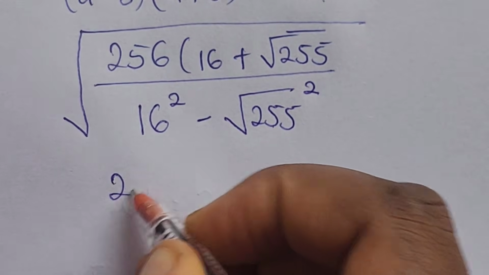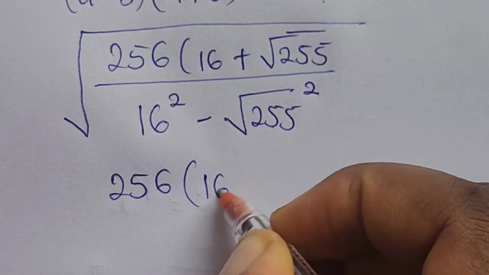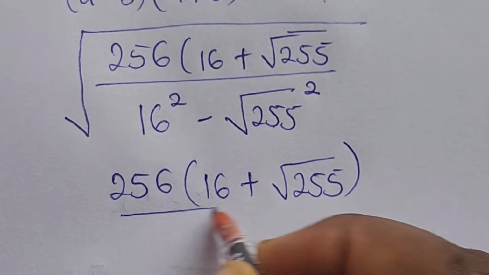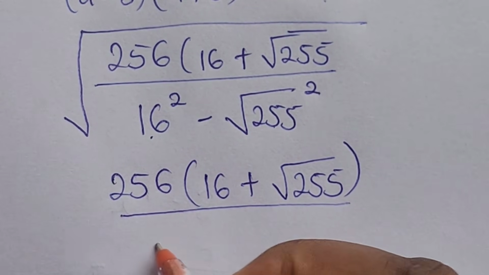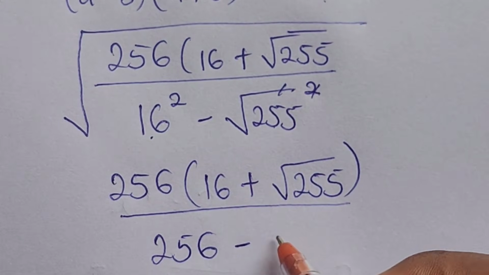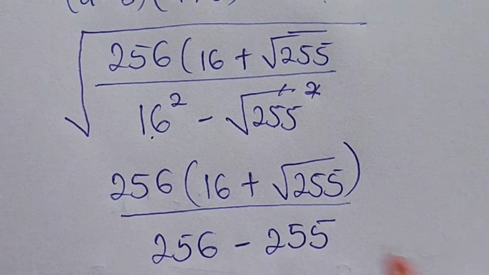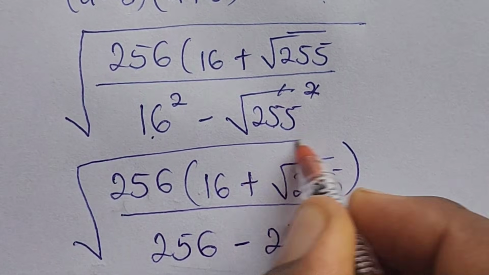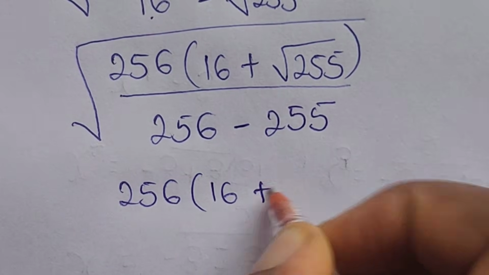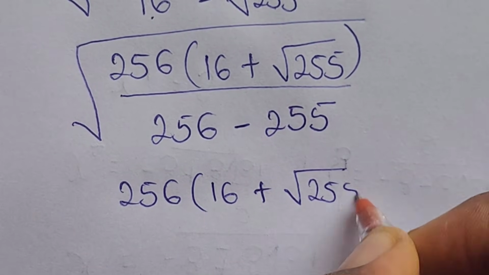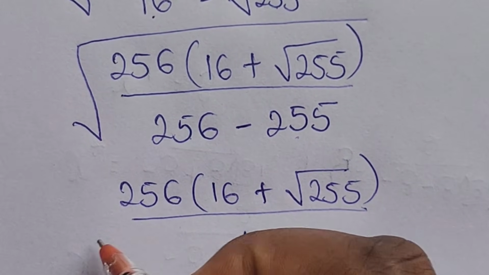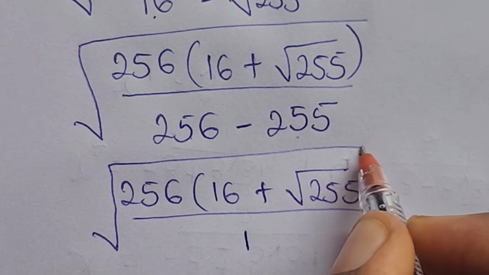So I have 256 times 16 plus root 255 all over, the square of 16 is 256 minus, this will cancel out this, we have 255. So this is square root. So we have 256 times 16 plus root 255 all over 256 minus this, we have 1. So we have square root here.